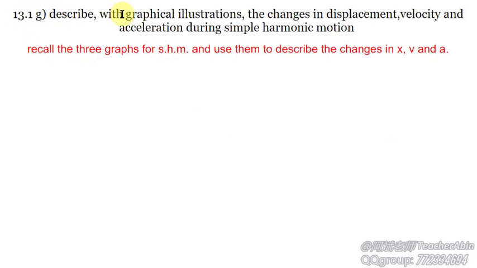Physics 13.1g: describe with graphical illustrations the changes in displacement, velocity, and acceleration during simple harmonic motion. Question 1. Recall the three graphs for simple harmonic motion and use them to describe the changes in x, v, and a.